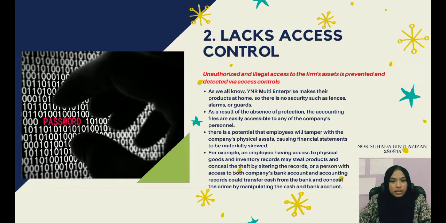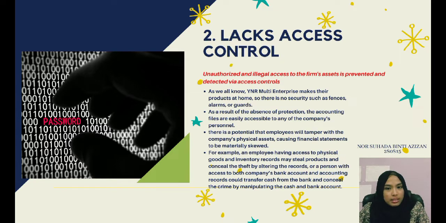Secondly, Y&R Multi-Enterprise lacks access control. Unauthorized and illegal access to the firm's assets is prevented and detected via access control. As we all know, Y&R Multi-Enterprise makes their own product at home, so there is no security such as alarms, guards, and fences. As a result of the absence of protection, the accounting files are easily accessible to any of the company personnel. Thus, there is a potential that the employee will tamper with the company's physical assets, causing the financial statements to be materially skewed.